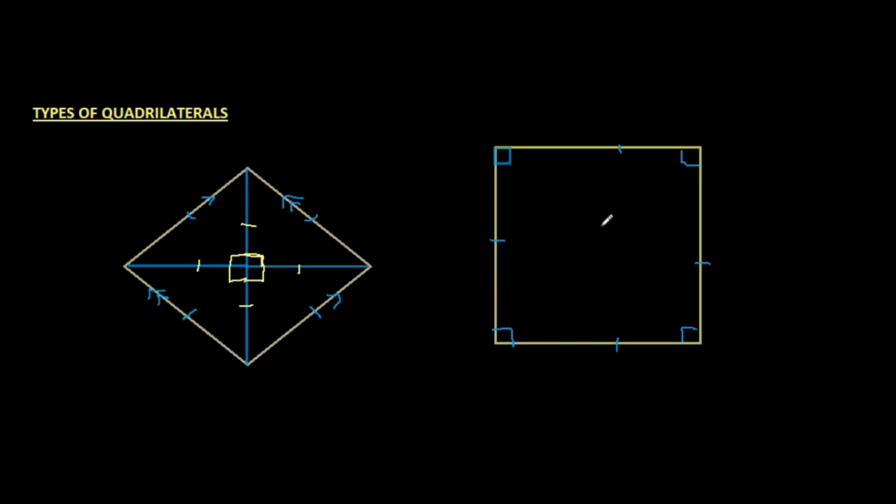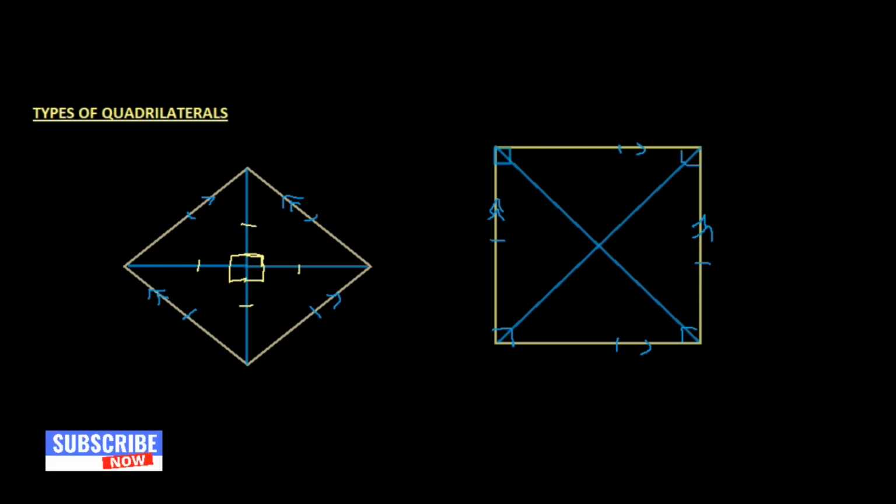Now, why is it a parallelogram? Because the opposite pair of sides are equal as well as parallel. So all four sides are equal. This is parallel to this, and this line is parallel to this, so that's why it's a parallelogram. What about the diagonals of a square? Well, it has got two diagonals here, this and this. And what we notice about the diagonals is that both the diagonals are equal in size.